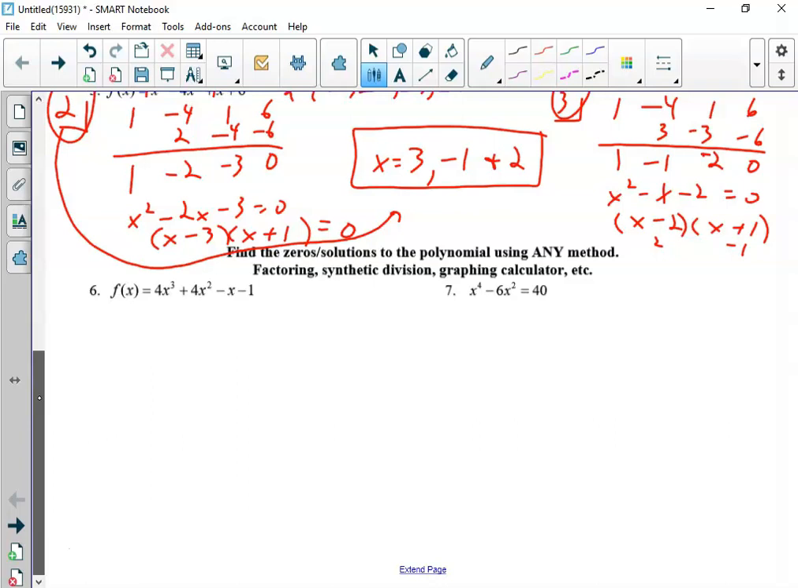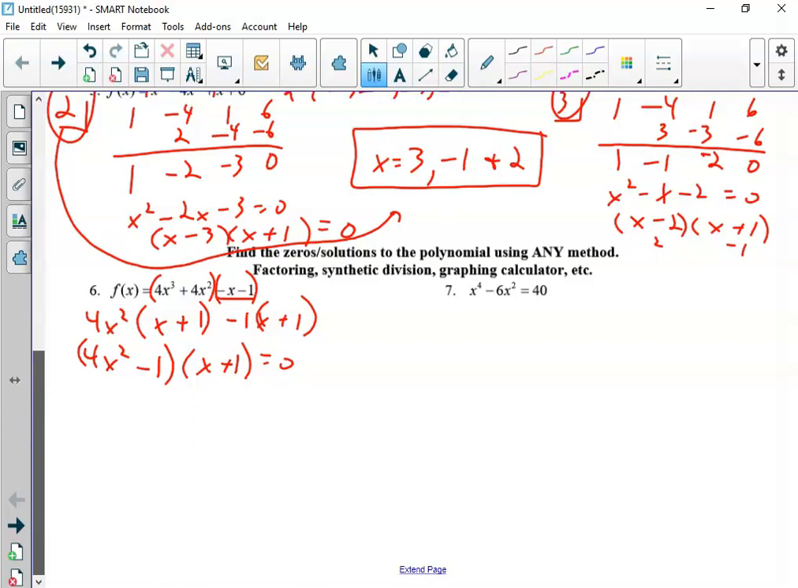Okay, now use any method you want. Okay? I see 4 terms. I'm going to start off by trying to just factor it by grouping. So I'm going to take out 4x squared and divide. X plus 1. I wanted x plus 1 over here. So I divide this by negative 1. That gives me 4x squared minus 1 times x plus 1 equal to 0. Well, this one's easy. That's going to be negative 1. There's one of my answers.